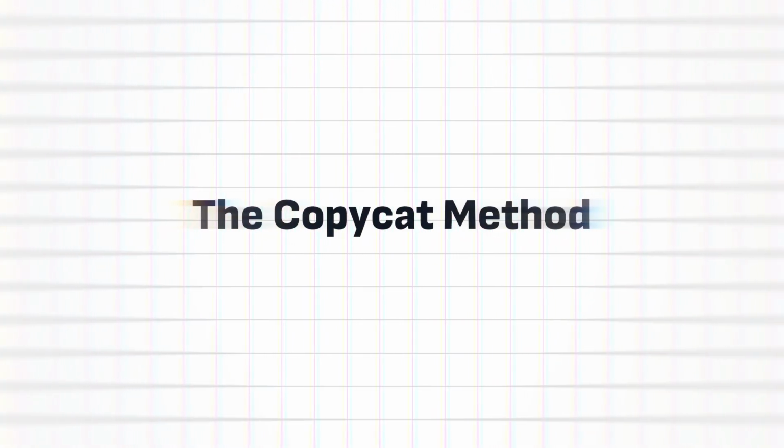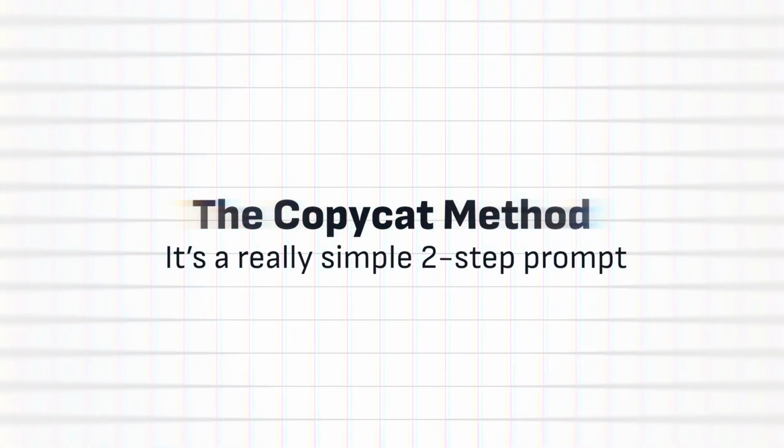But now, when you start writing with AI, use Claude. I've tried ChatGPT, Gemini, Grok, Kimi, stuff like that. I haven't found anything that sounds more natural than Claude so far. Now, there are 2 methods that we mainly like to use. The first one is the copycat method. It's a really simple 2-step prompt.